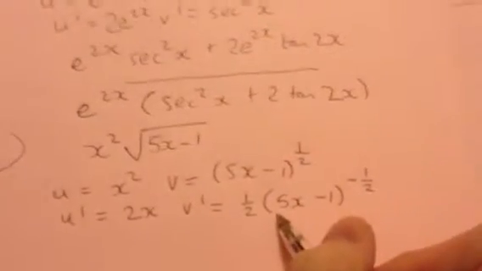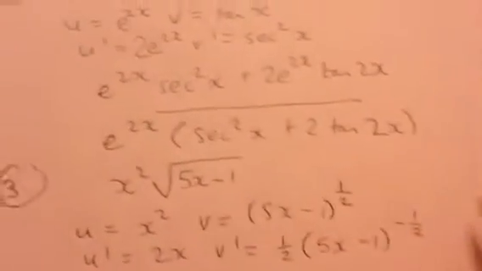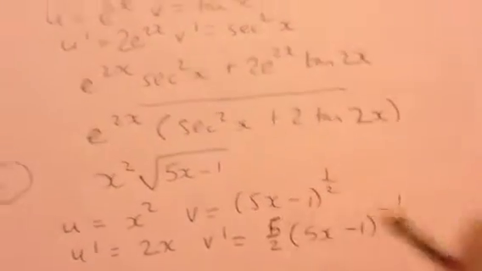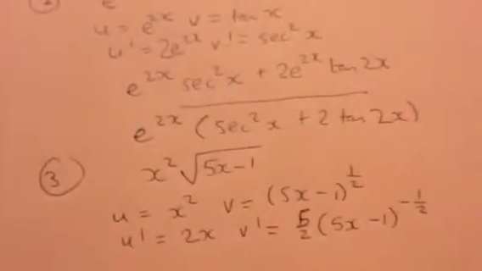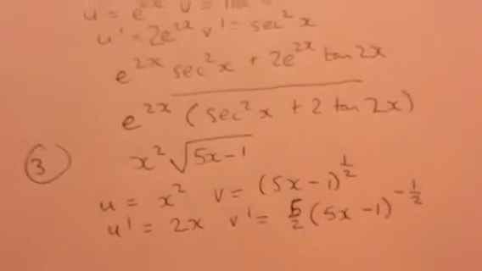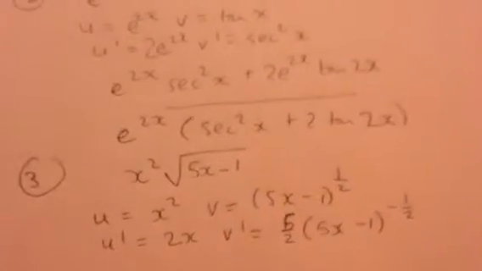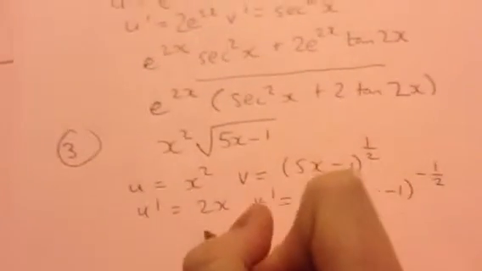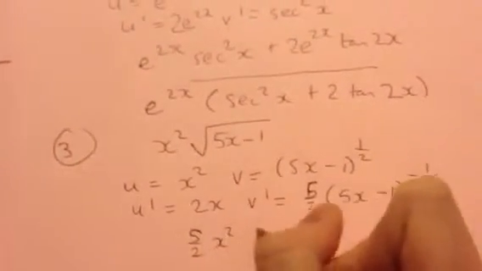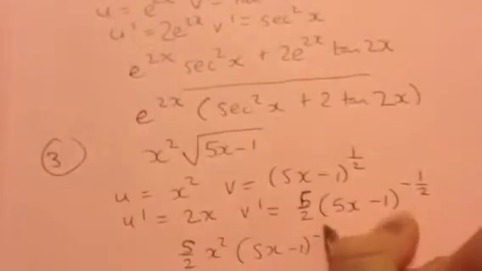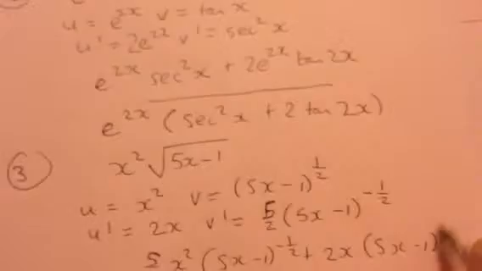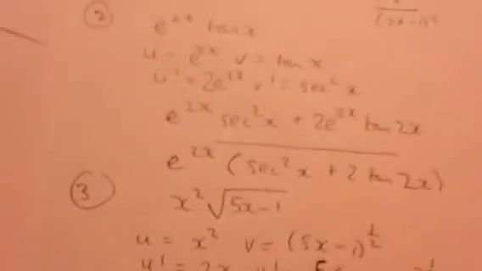Now as you can see there, I've got something wrong. Very rare, very unlike me, but I've forgotten to times by 5 at the end. Now that is absolutely essential, guys. So it's 5 over 2, 5x minus 1 to the minus half. Then you do uv dash plus vu dash. So you get 5 over 2 x squared, 5x minus 1 to the minus half, plus 2x times 5x minus 1 to the half.